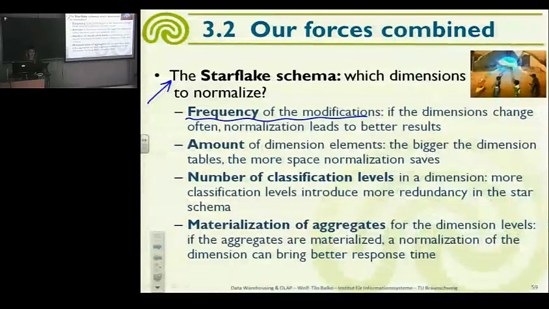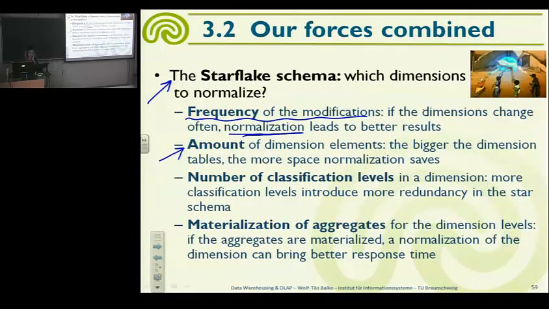If you're changing a lot in the dimensions, then doing normalization is better, because once you denormalize, you have to go over all the tuples and do the modifications everywhere. If you have a normalized setup, then you do the change in one place and it's reflected. That's not a problem for you.